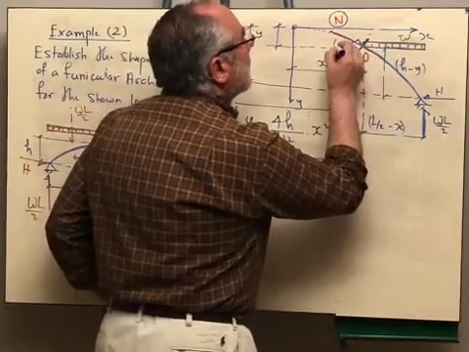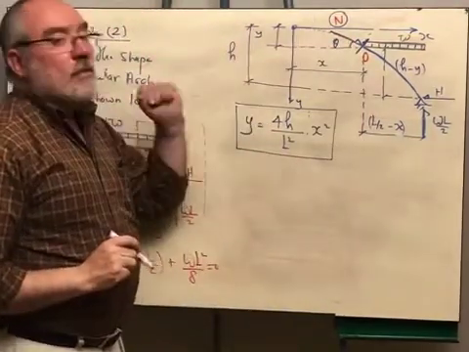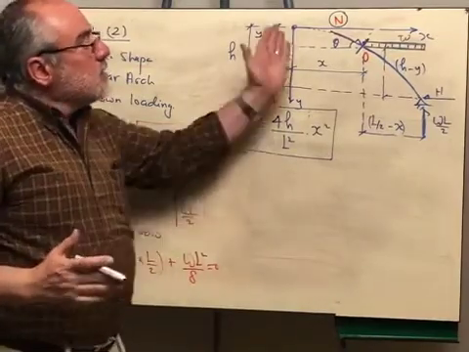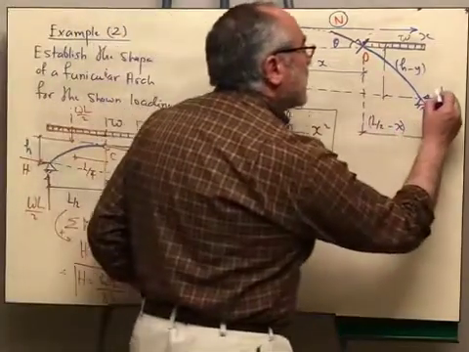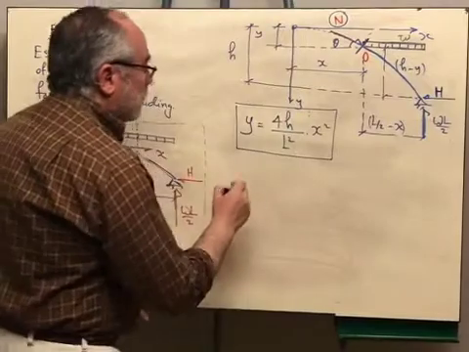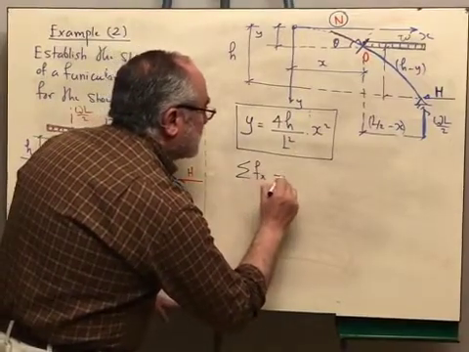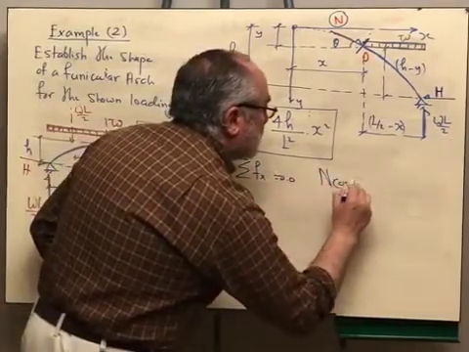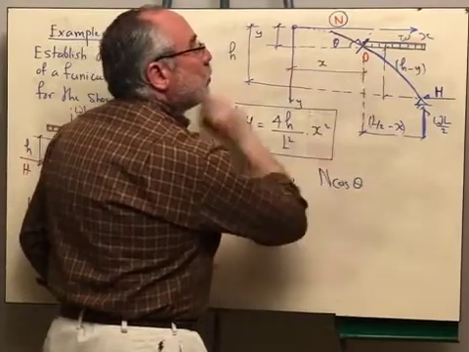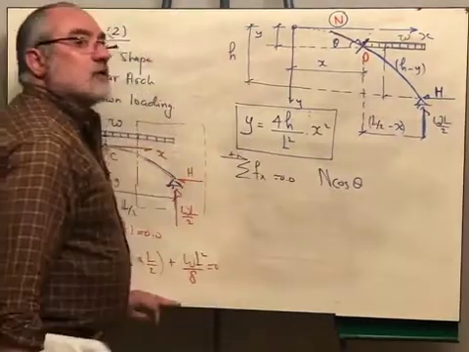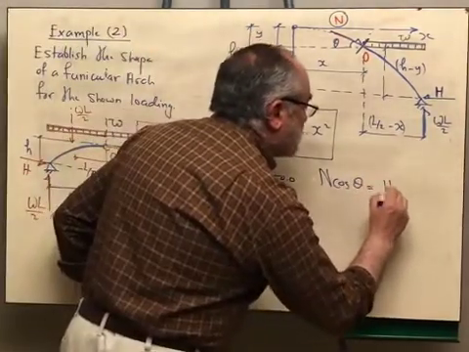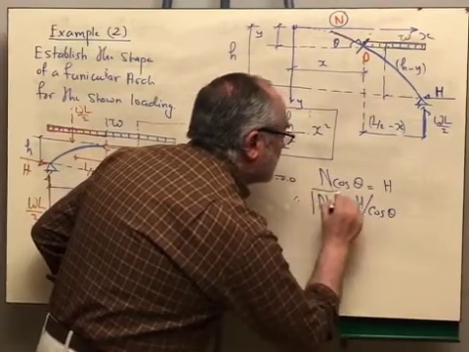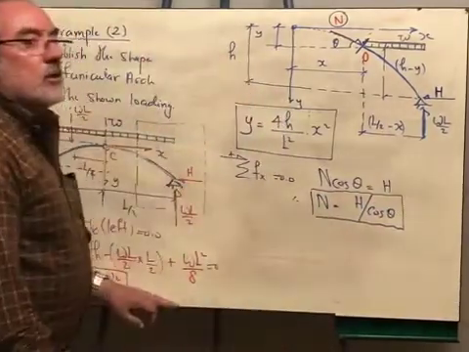If this angle is theta, and if I want to determine the normal force, how can I get the normal force? Very easy, I can say sigma Fx is equal to 0. The only force that I have is H. Right? So if I say sigma Fx is equal to 0 and this is the positive direction, therefore N cosine theta, because you are getting the horizontal component of N, the only horizontal force that will balance with it is H, is equal to H. Therefore N is equal to H over cosine theta. That's what we used in the previous example exactly.